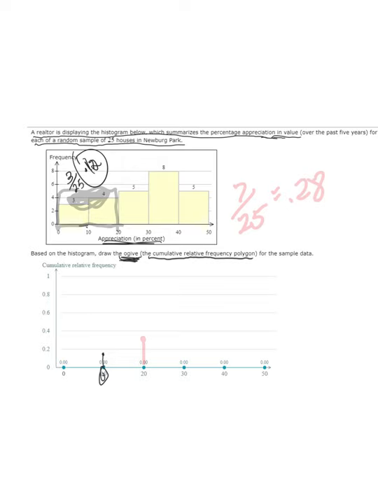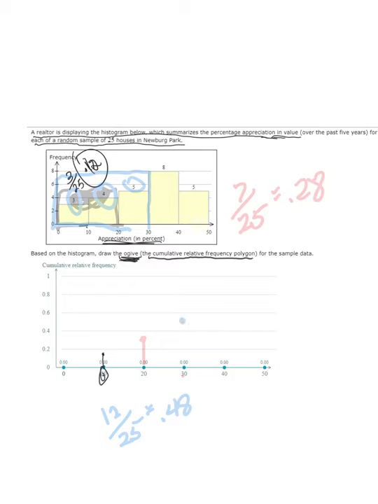Then I'd go for the next one, 30%. So I'm going to be looking at from here down. That's 3, 4, 5. Add those up. 3, 4, 5. That's 12. 12 out of 25. That is 48%. So my next bar would go up to 0.48, which is about right here. Get that drawn in.